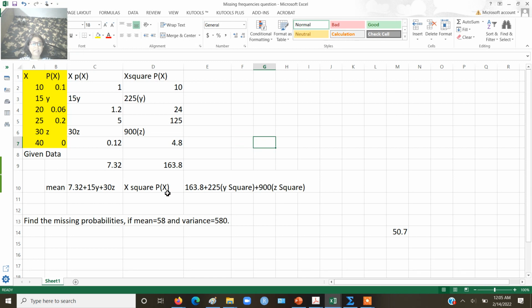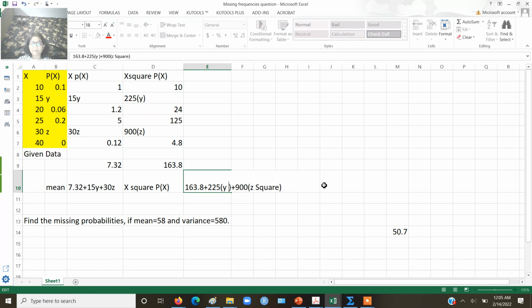So if I have to calculate the sum of this column, if I add all the numeric values, they add up to 163.8, and the unknown values are 225y. So let me remove this, and z square is not there, that's a typo. We should just write z, because remember I said that we are squaring x, we are not squaring the probabilities. So this is the expected value of x square. So let me copy here.